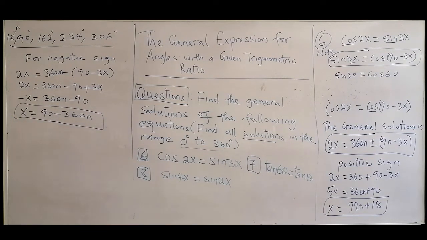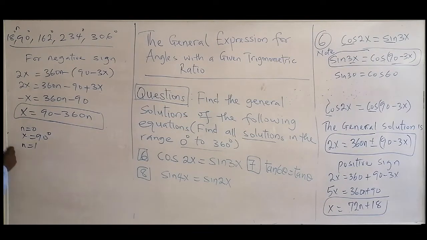So let's begin to check. When n is 0, we only have 90. X is 90, which is also here, 90 degrees. When n is 1, it will be negative, which will be outside the range. N is 2 also will be negative, outside the range. So the solutions are what?